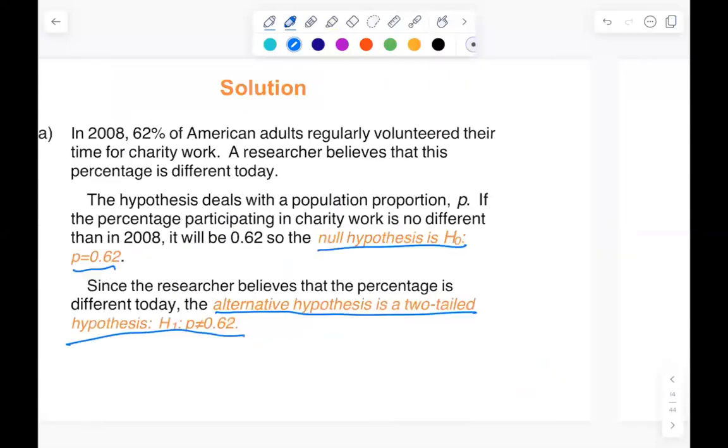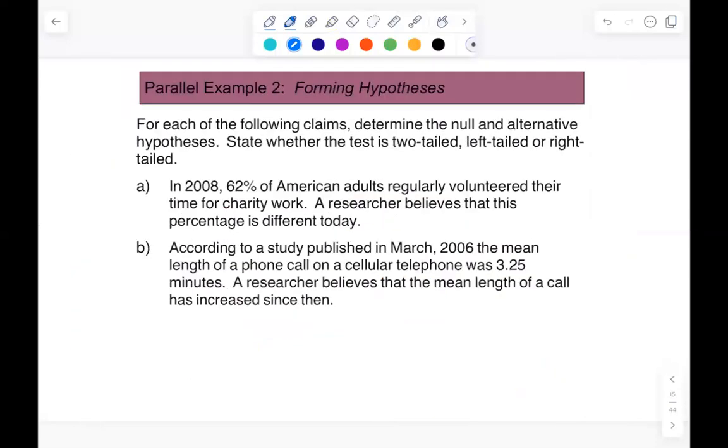Okay. So let's take a look at the second one. So according to a study published in March 2006, the mean length of a phone call on a cell phone was 3.25 minutes. A researcher believes that the mean length of a call has increased since then. So once again, our null hypothesis is always an equal sign. And we're looking at mean length, so we're going to use mu equals 3.25 minutes.